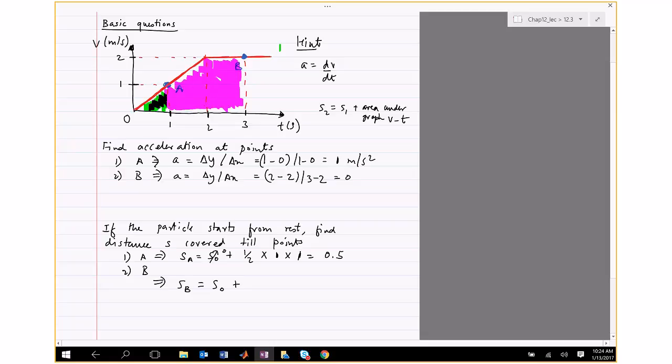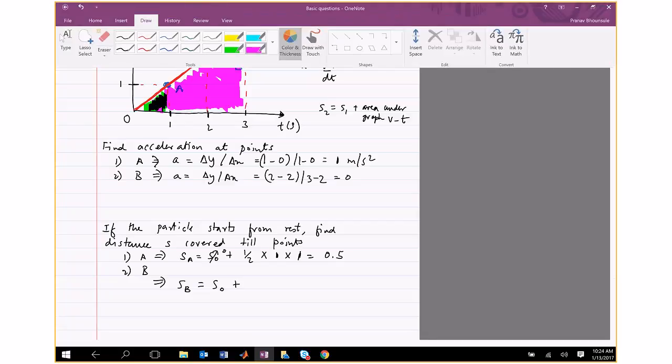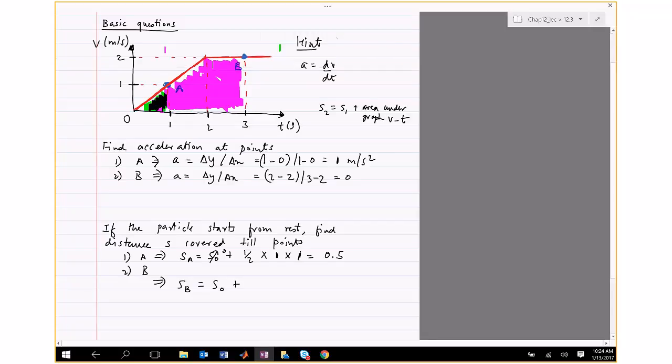Okay, so this area consists of 2 simple shapes. There is this rectangle and there is the triangle. So what I'm going to do is use the formula for the area of a triangle and a rectangle to figure out this area.